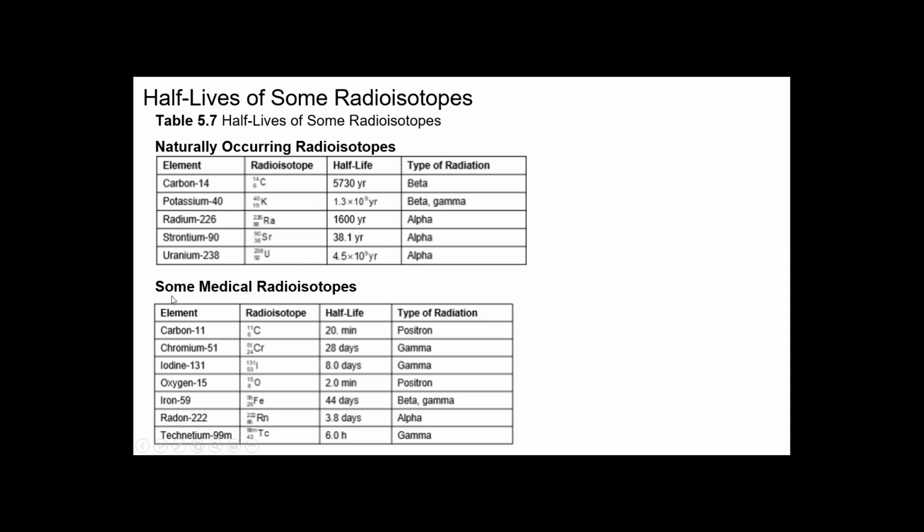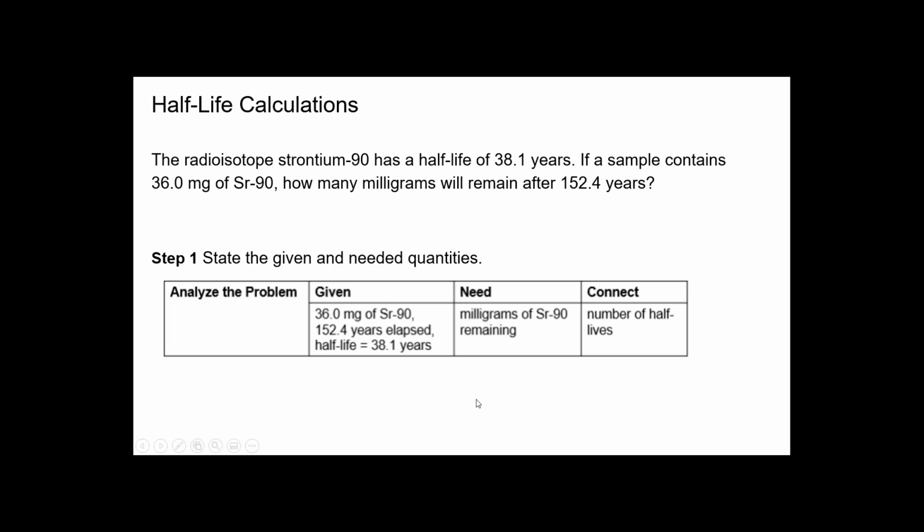But we also have some that are used, but those are naturally occurring radioisotopes. If you look at some medical radioisotopes, you want these to be as short as possible. You don't want to keep these in the body longer than what it is. You want it to decay. So for carbon-11, the half-life is 20 minutes. Chromium-51, 28 days. This one's 8 days. This is 2 minutes for oxygen-15. So obviously for the medical ones, you want them to be very, very short.